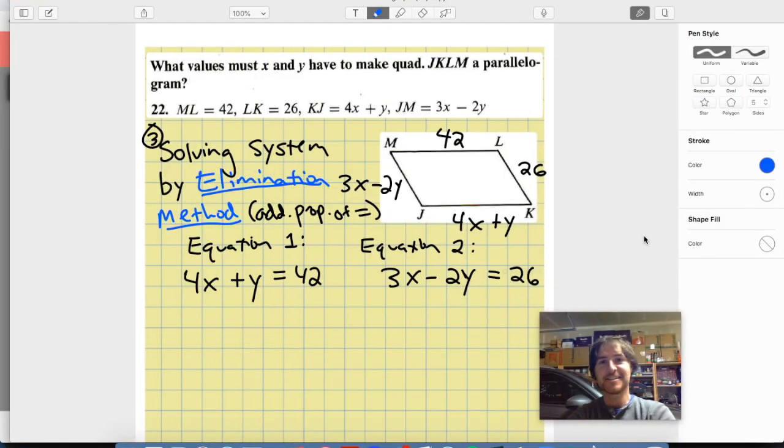All right, guys, it's on with our third video, a third method that you have to use if you'd like to solve systems of equations, and that's something called the elimination method.